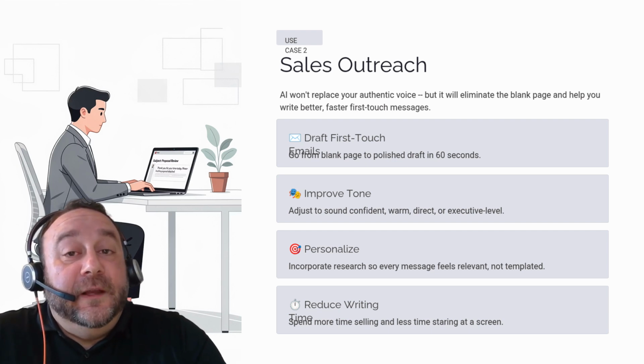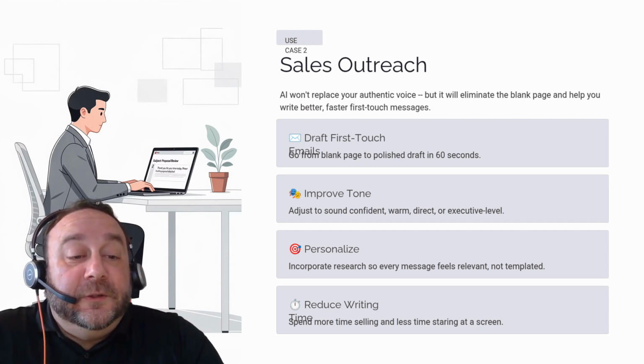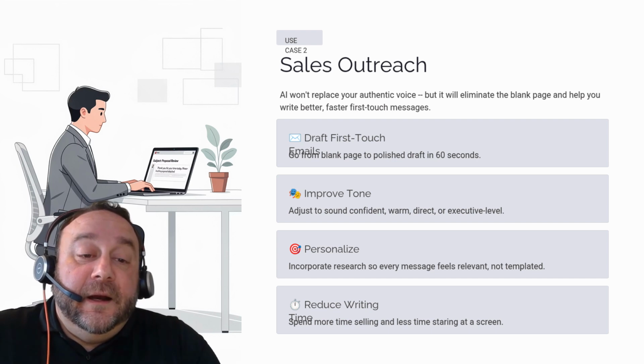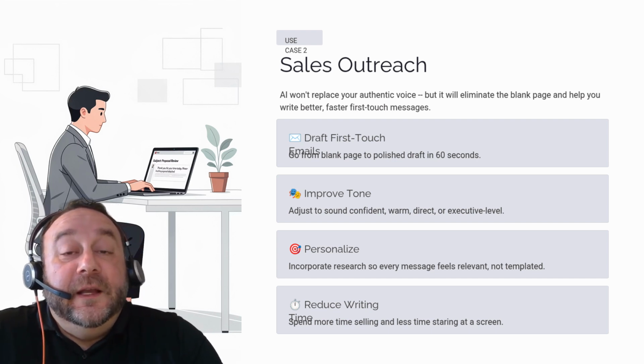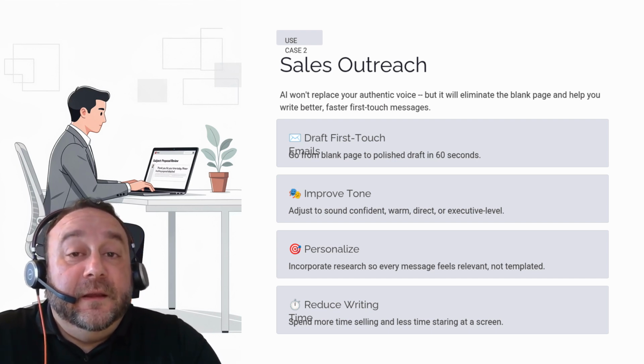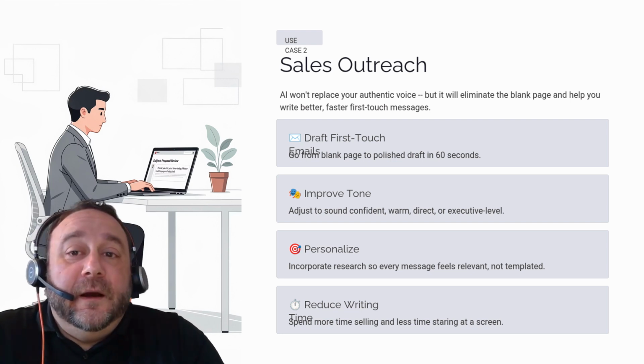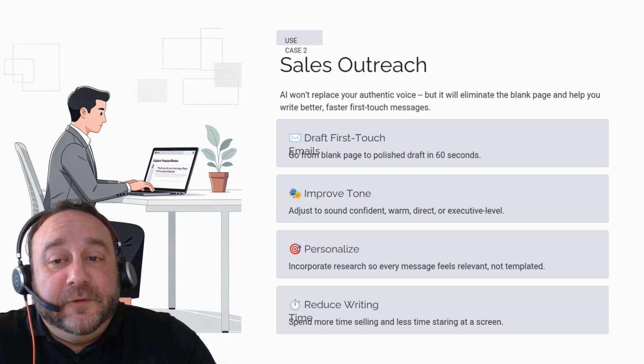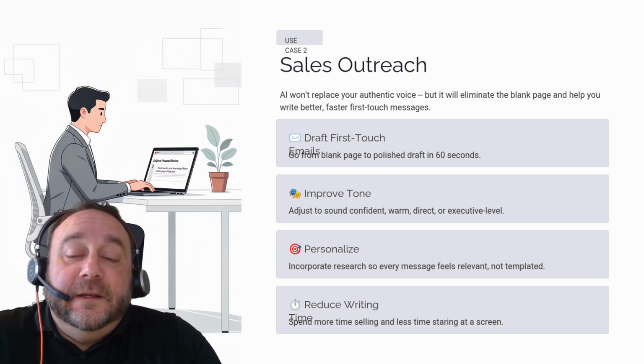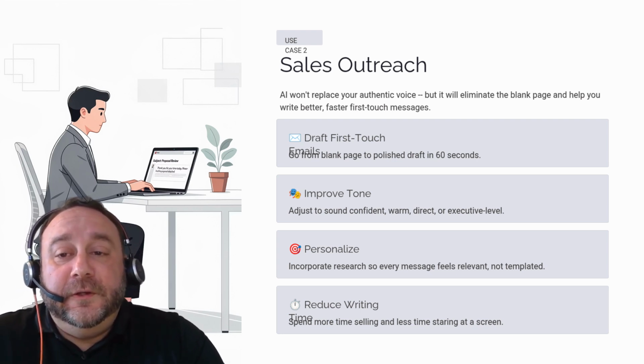That is especially valuable when you are trying to personalize messaging at scale. AI is most helpful when the outreach task is clearly defined. If you tell it what you sell, who the buyer is, what pain you solve, and what tone you want, it can often give you a useful starting point in seconds. That is where the real leverage begins.